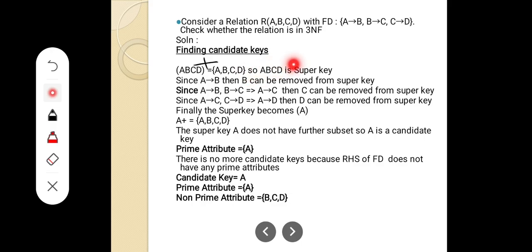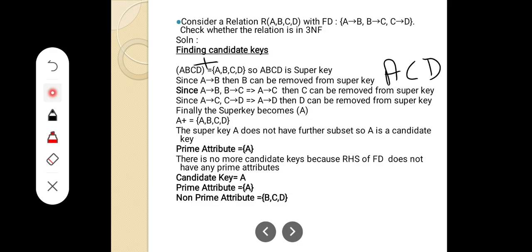Now we will try to minimize the super key by looking at the functional dependencies. Here A determines B. Since A determines B, we can eliminate B from the super key. So the minimized version will be ACD, because B got removed.